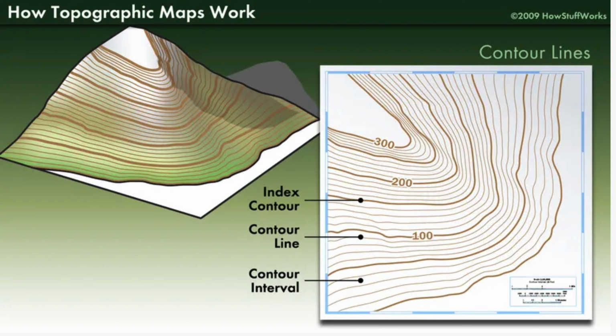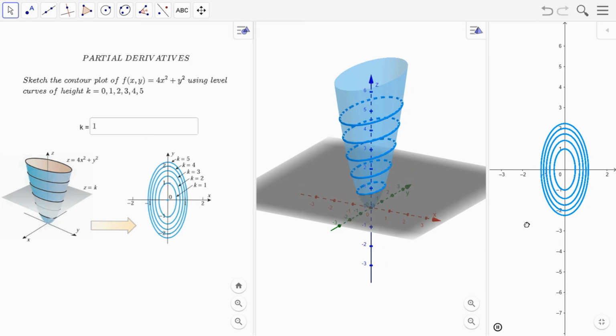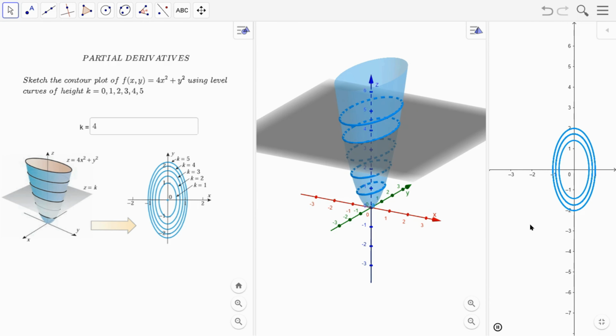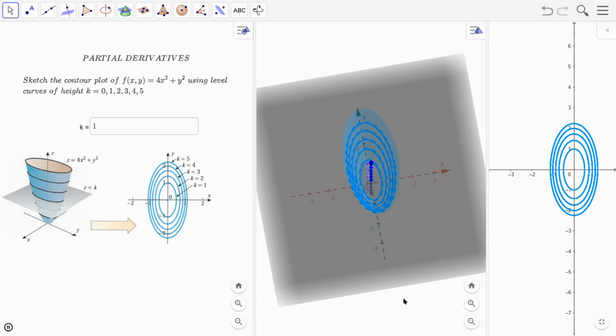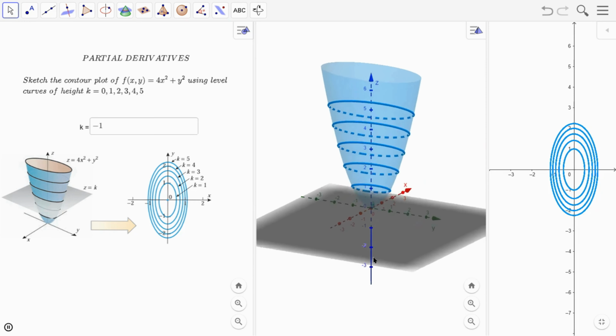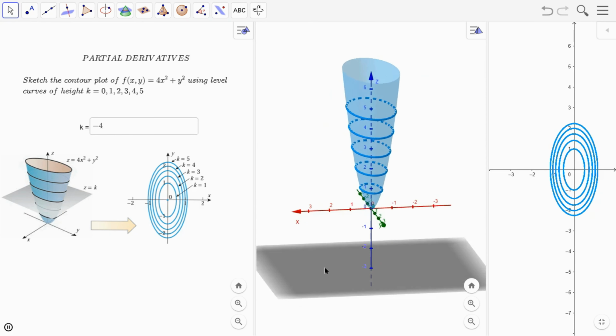Let's sketch the contour plot for the function f of x, y equals 4x squared plus y squared. We'll use level curves for the heights k equals 0, 1, 2, 3, 4, and 5.